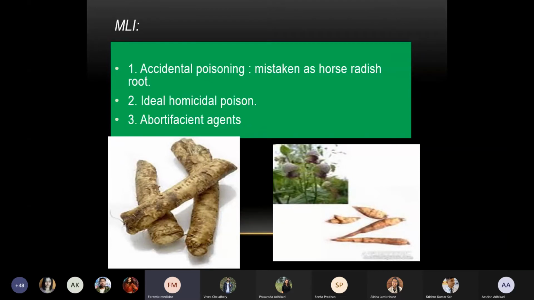And the second one is ideal homicidal poison, and the reason is it does not have any antidote. And on post-mortem examination, mostly the internal examination, we do not see any specific changes in the internal organs. And the third one is when we send the viscera etc. for chemical and toxicological analysis, the result comes negative. So these are the three reasons for being an ideal homicidal poison. And the third one is abortifacient agent. It can be used as an abortifacient agent.